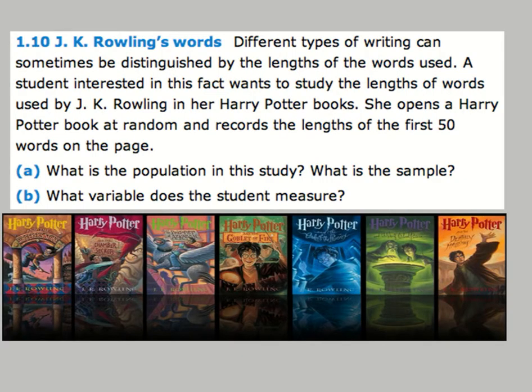I am a Harry Potter buff. I don't know if any of you are, but I've read all of them. I hope you have. They're wonderful books.